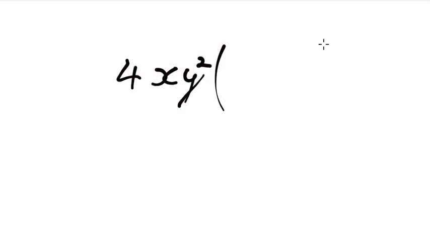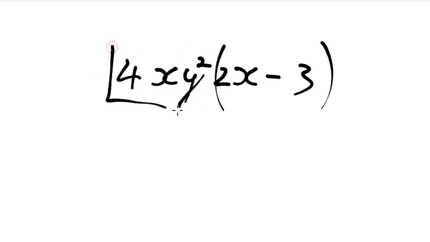Now let's look at multiplying out some more complicated brackets. Let's say we've got 4xy squared multiplied by 2x minus 3. The 4xy squared is all multiplied together, and that's one single giant term with no pluses and minuses between it. I know there's a minus sign here, but it's within brackets, so it's still one term.